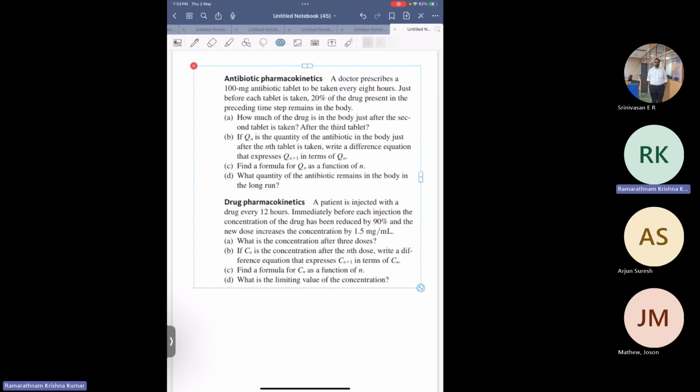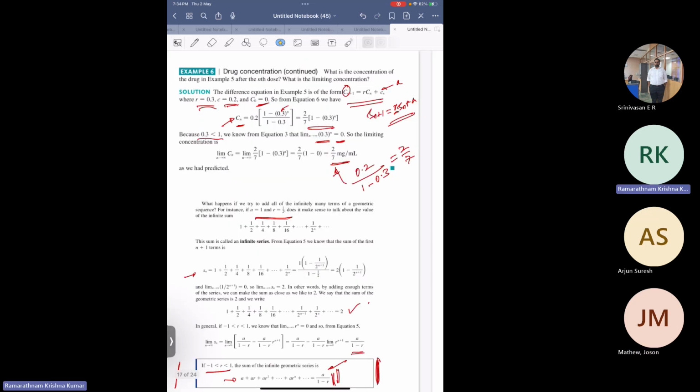So a doctor prescribes 100 mg of antibiotic tablet for every 8 hours. Just before the tablet is taken, 20% of the drug remains. Now tell me how to do this. Now you know. Tell me what is the answer. So 0.2 into 100 plus, every 8 hours.